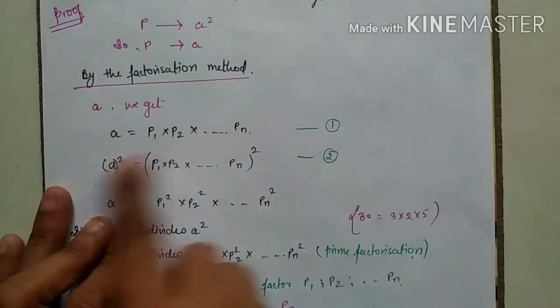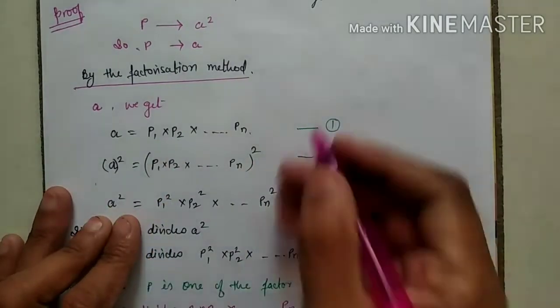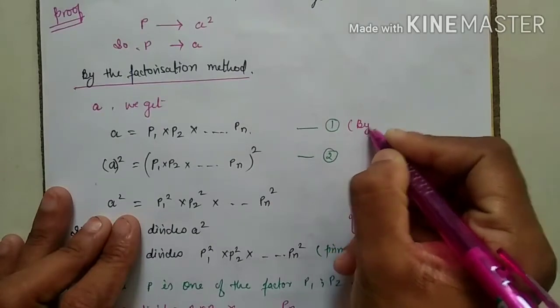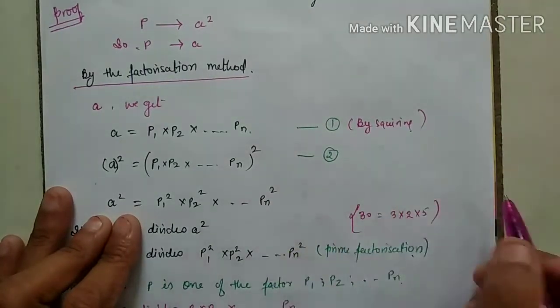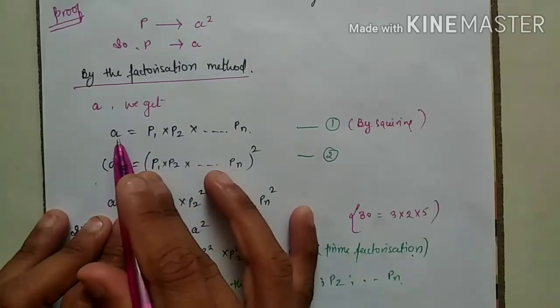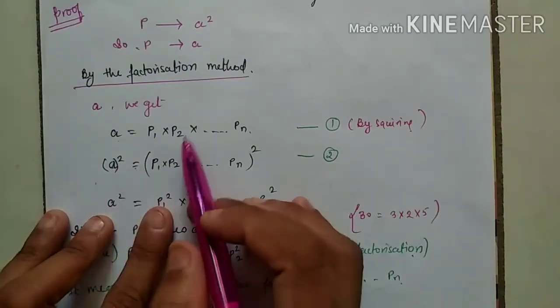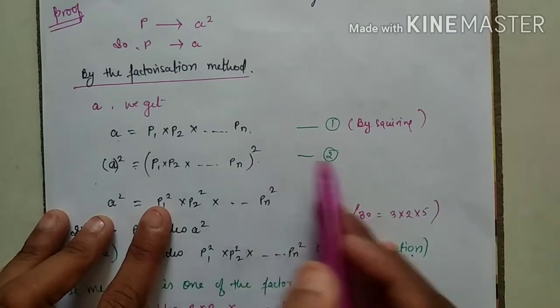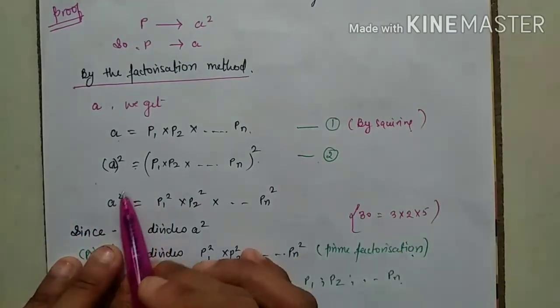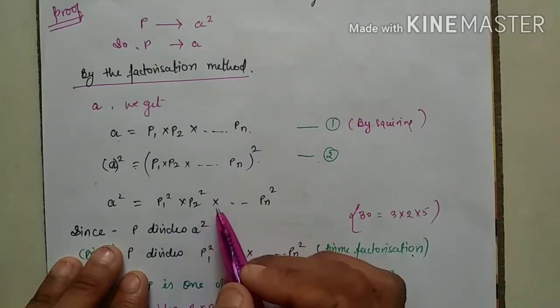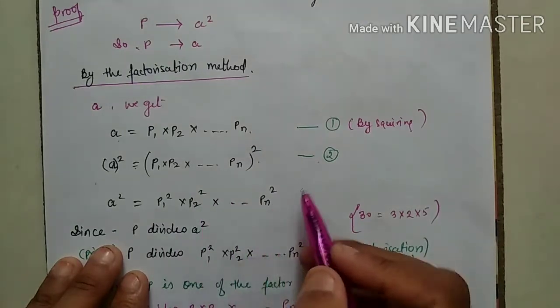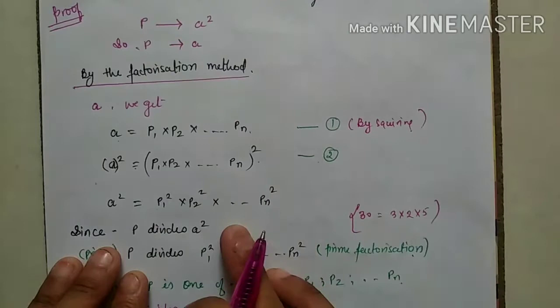After that, by squaring both sides, what are you getting? a square. You are taking a as a square, so a square equals this complete part also squared. This is your second equation: a square equals p1 square into p2 square and so on, up to pn square. This is the way I can write this form, correct?